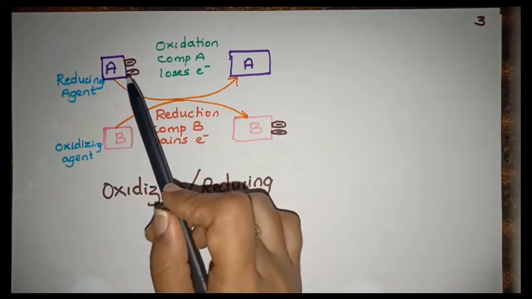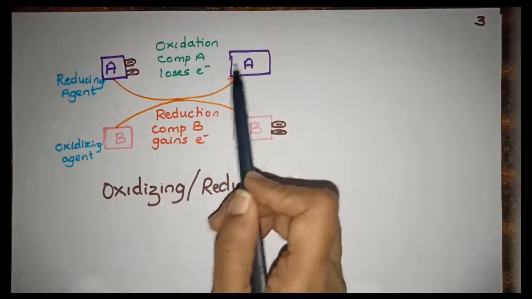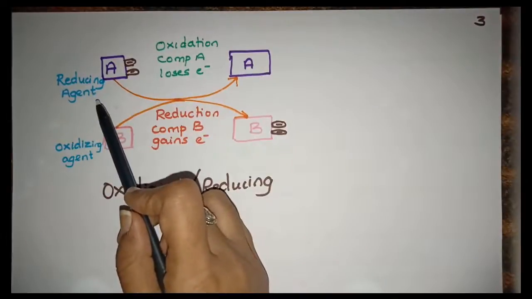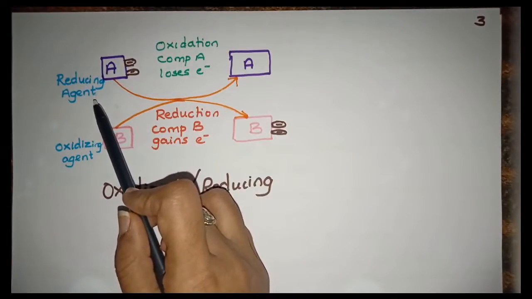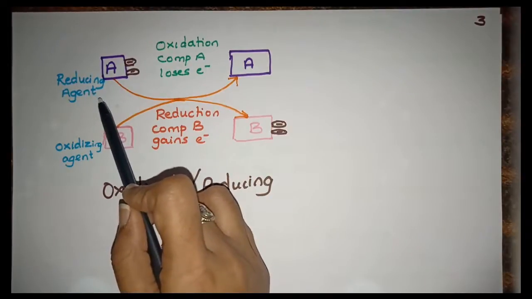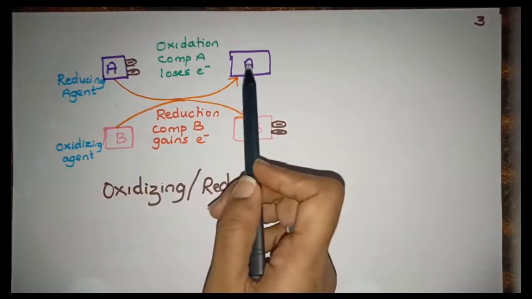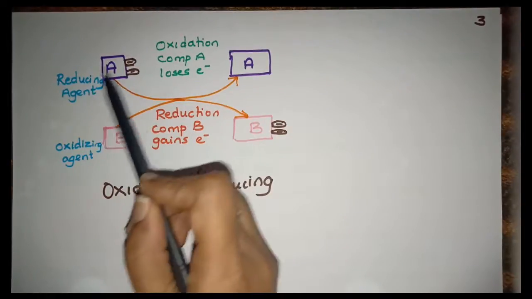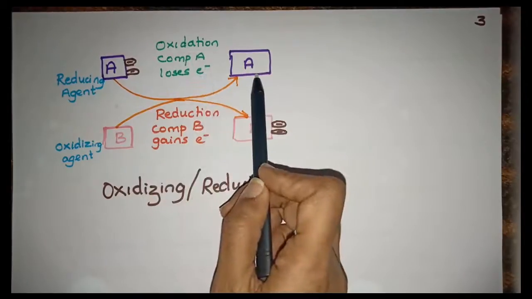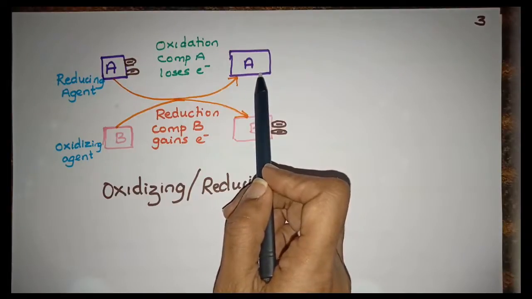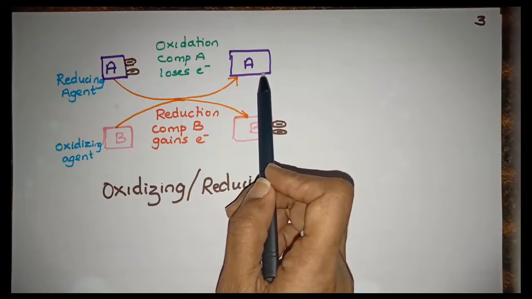Please note, the one which is undergoing oxidation, or the one which is getting oxidized, will be the reducing agent. Basically, I can say reducing agent is that agent which can give away its electrons so that it can become oxidized. Reducing agent is the one which has the ability to lose electrons during a chemical reaction. Okay, now this is a very important understanding of what reducing agent is.